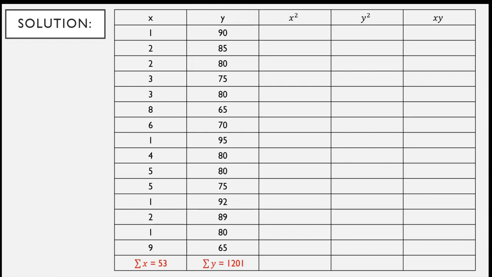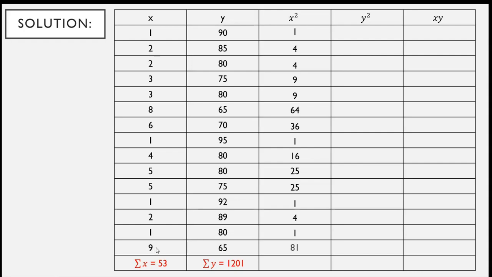For the next column, it says x squared, so we need to square the values of x. So first, 1 squared is equal to 1. Next, 2 squared is 4. 2 squared is 4. 3 squared is 9. Another 3 squared is 9. 8 squared is 64. 6 squared is 36. 1 squared is 1. 4 squared is 16. 5 squared is 25. 5 squared is 25. 1 squared is 1. 2 squared is 4. 1 squared is 1. And 9 squared is 81.